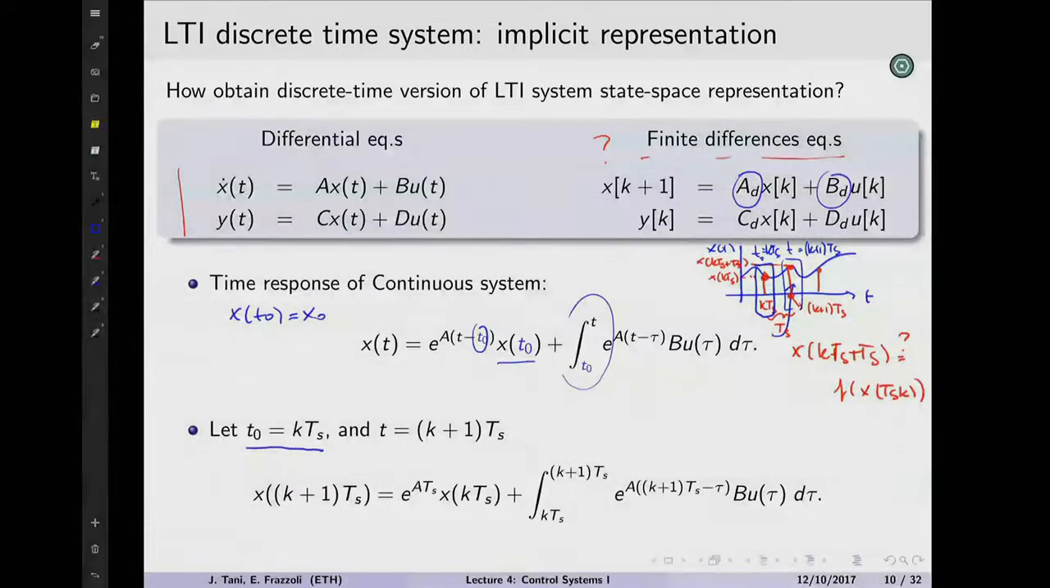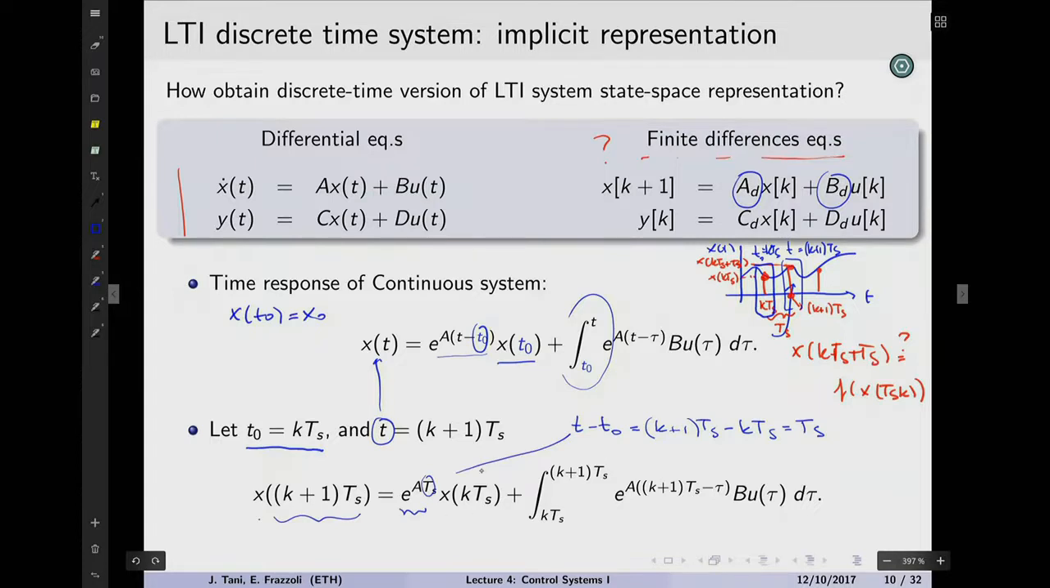So if we do these passages, you'll see that we get t, and we plug it in here, and we get x of (k plus 1)Ts. And e to the A(t minus t naught), well, t minus t naught is equal to (k plus 1)Ts minus kTs, which is equal to Ts. So we've got e to the A Ts here, that comes from this. And the rest is just plugging in, and here's just a substitution. Let's focus a second on this integral here that looks relatively messy.